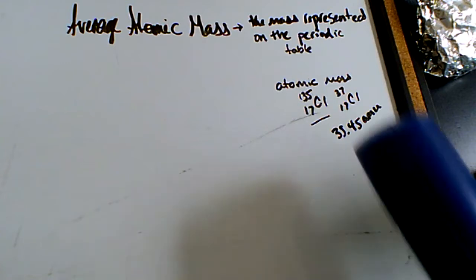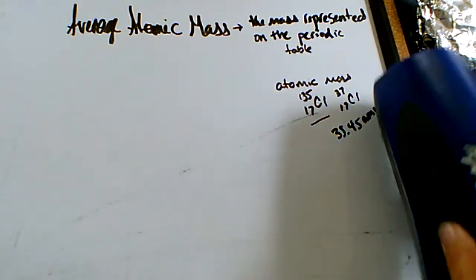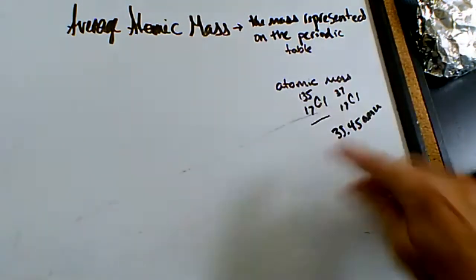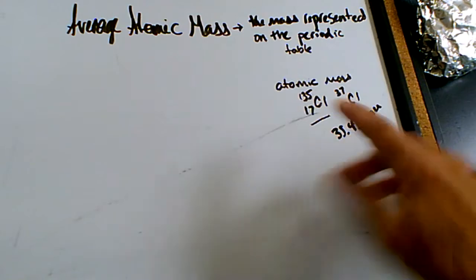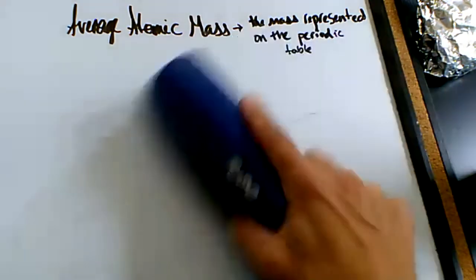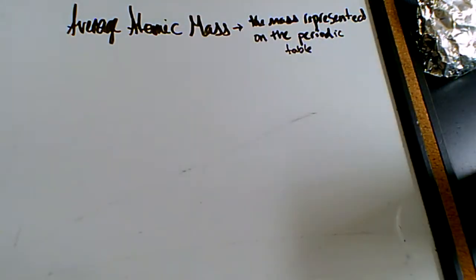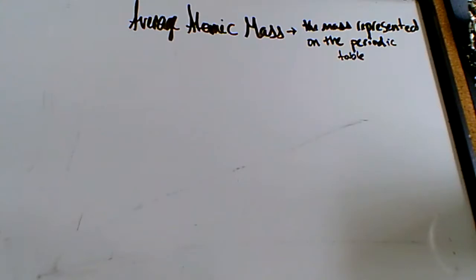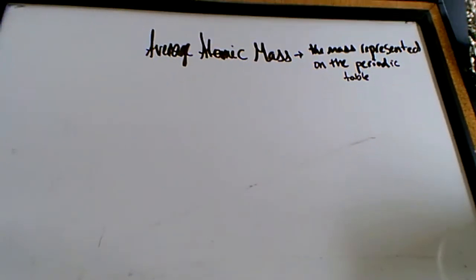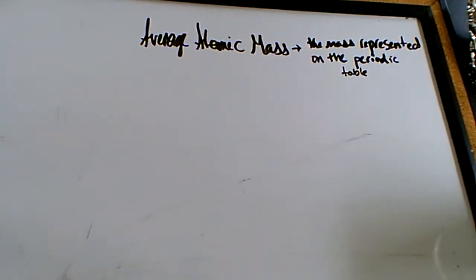So what we're going to look at is how to get these numbers, how to get the number you see on the periodic table. You should remember this. And then those of you that are here, we're also going to look at how to determine the percent abundance when you're given the masses.